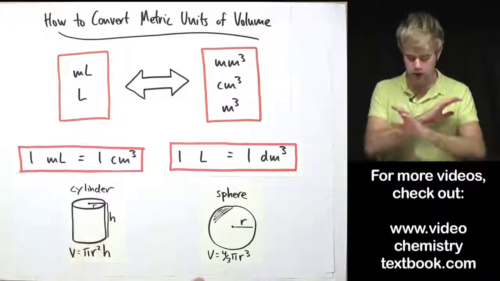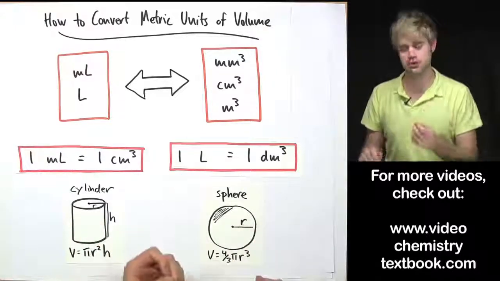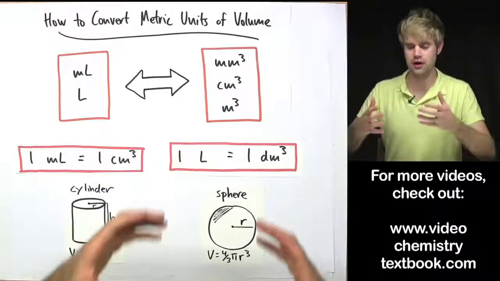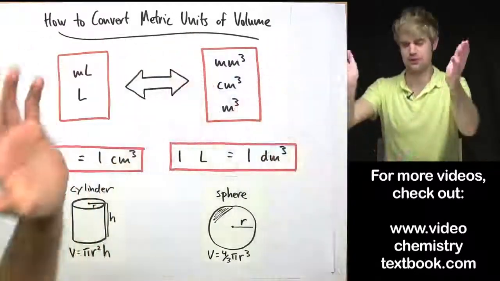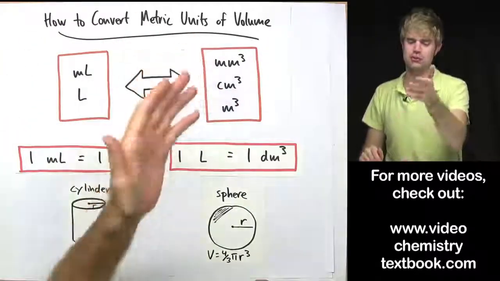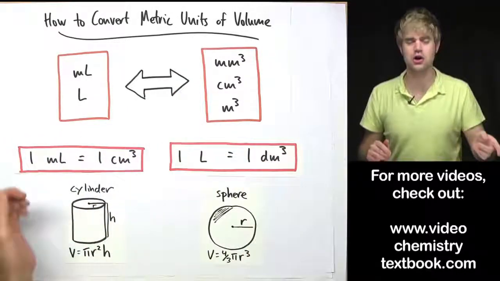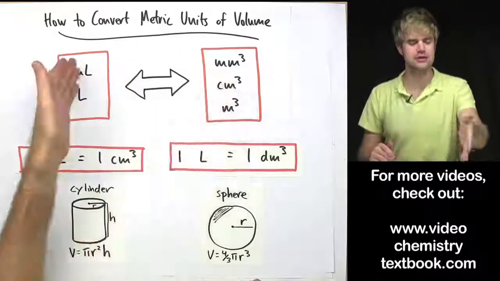Regardless of what type of shape you're talking about, you're going to end up with units of cubic something or other: cubic centimeters, cubic millimeters, cubic meters. And then you can use these conversion factors to move between these and these.